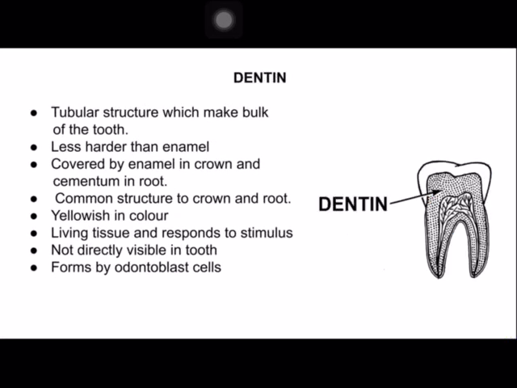You can appreciate its structure from the given diagram, like enamel, which is the outer portion. After that is the dentin, which is a dotted structure. It is a tubular structure which can be seen in 3D structure.